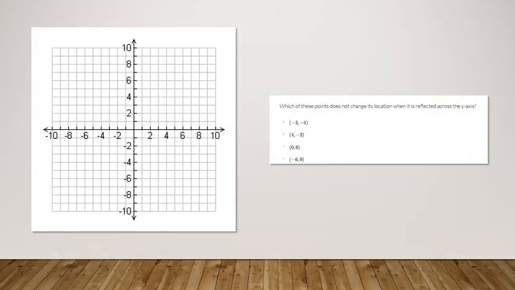Okay, which of the points does not change its location when reflected across the y-axis? So remember, the y value will stay the same. The x value is the only one that changes. The only value here, I've got negative 3, 4, 0, or negative 6. The only one that does not have a negative sign is 0. So this is your answer.